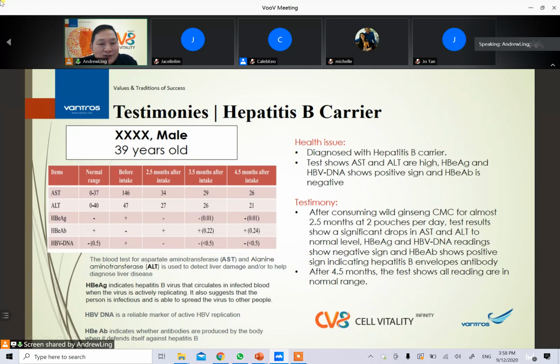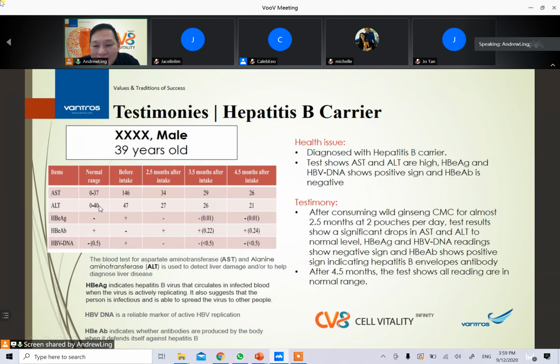Now, this particular male is one of the test subjects. He is about 39 years old. He has been diagnosed with hepatitis B. He is a carrier as well. The test shows that the AST and ALT are very high. AST and ALT are blood tests to determine whether there's any liver damage or whether there's any liver disease. The normal range is about 0 to 37 and 0 to 40.